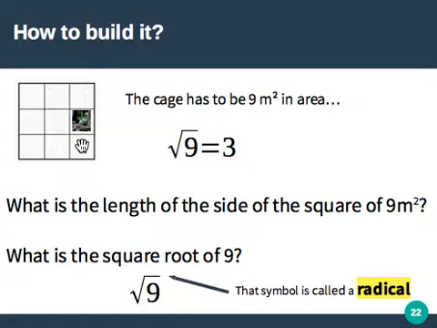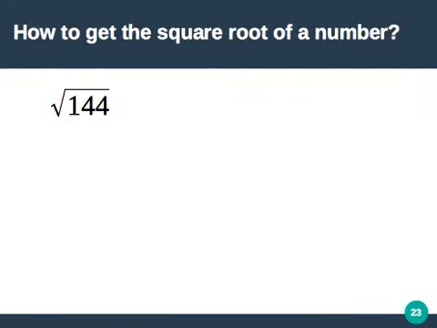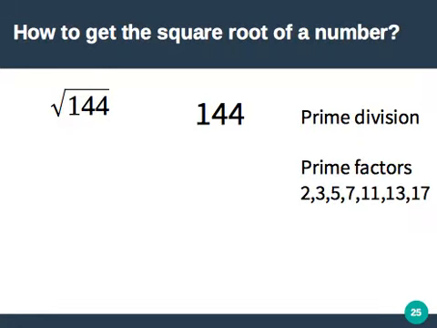Now I'm going to give you a method to get the square root of pretty much any number. Like, for example, this one, 144. Many of you guys already know the answer to that one, but we're going to do the whole method to get the result so that you can apply it to other numbers as well. So what do we do first? We got to do the prime division of 144. So I'm going to use the prime division method.